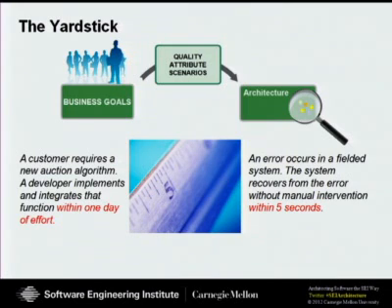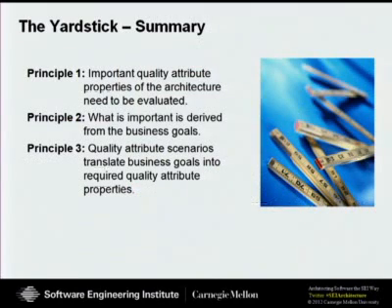Another scenario would be an error occurs in a fielded system. Remember, we had that one business goal saying our system cannot have any fault in the field. But there is a chance that that happens. But then if that happens, the system should recover from that error without manual intervention within 5 seconds. So meaning even if there is an error, it needs to recover and no one sees it. So it looks like there was no error. That, again, is something measurable and precise. That is the yardstick that we need.